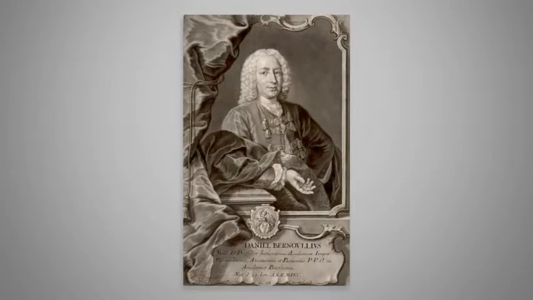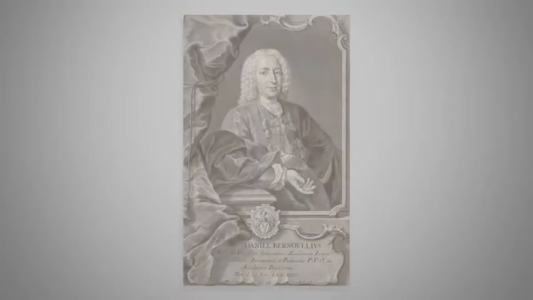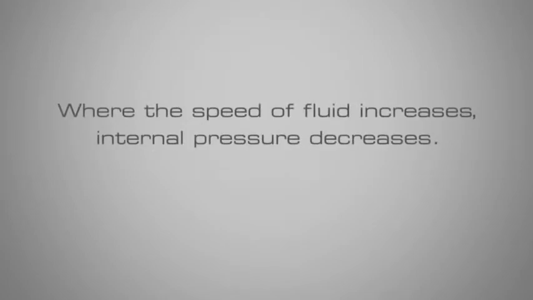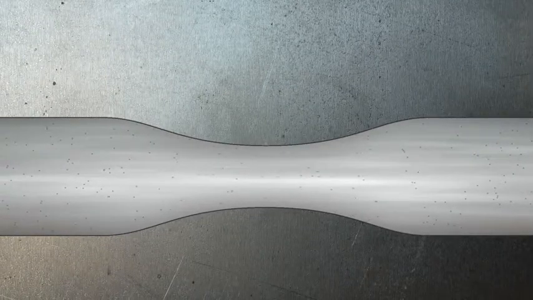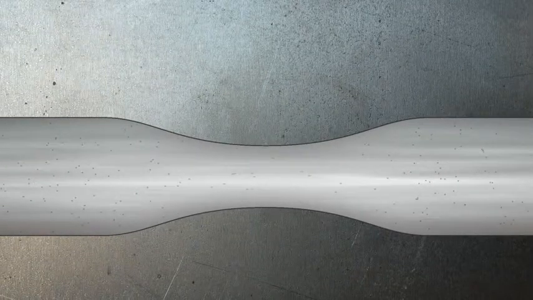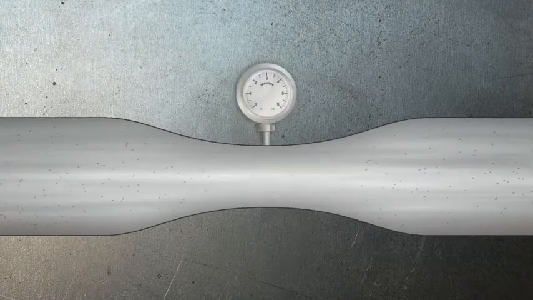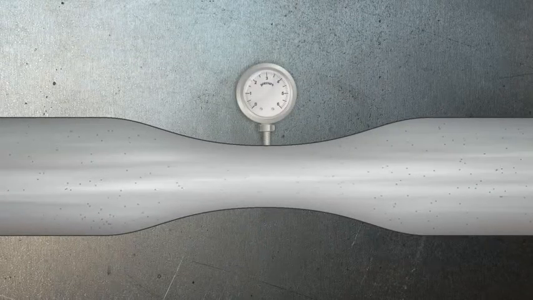Daniel Bernoulli was an 18th century Swiss scientist and mathematician who studied fluid through pipes. His discovery, now called Bernoulli's Principle, can be stated as: where the speed of fluid increases, internal pressure decreases. Bernoulli's principle is about the behavior of a fluid, a gas or a liquid, as it flows through a pipe or tube. It states that when the pipe narrows or widens, the fluid pressure and speed vary.